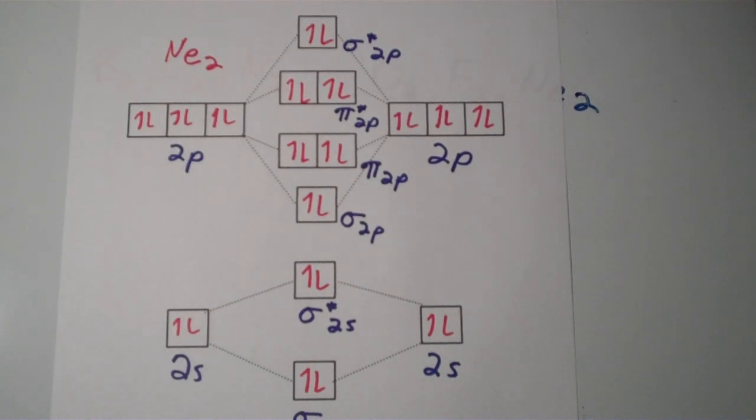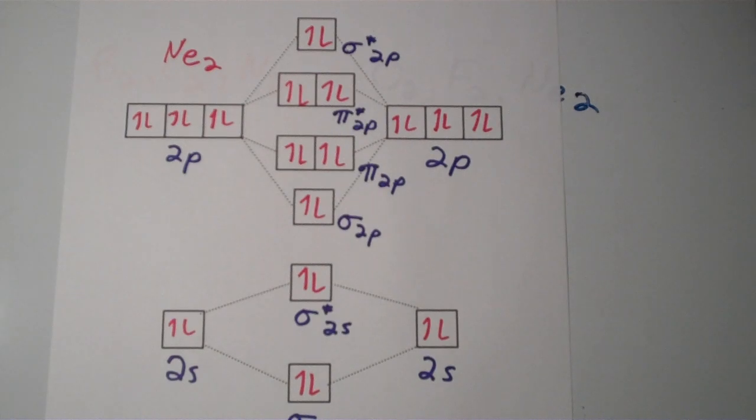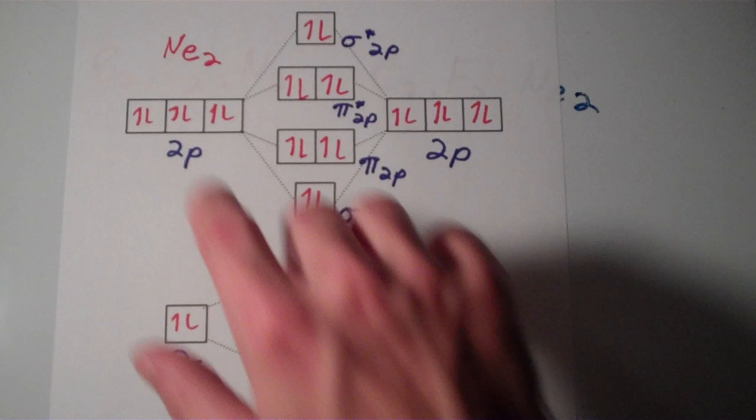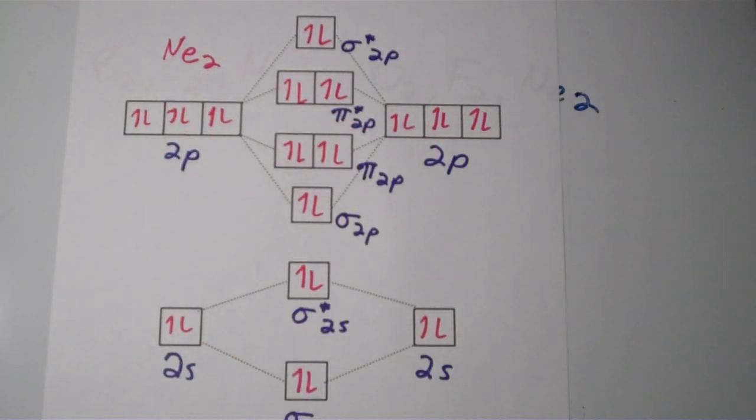So notice that we have more and more antibonding molecular orbitals that are populated. So I think when it's all said and done, if we calculated the bond order for Ne2, it would be 0, which makes sense because it has been known for a while that noble gases are very unreactive. So we wouldn't expect Ne2 to exist in nature.